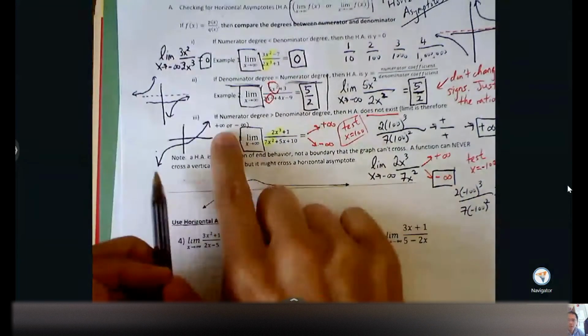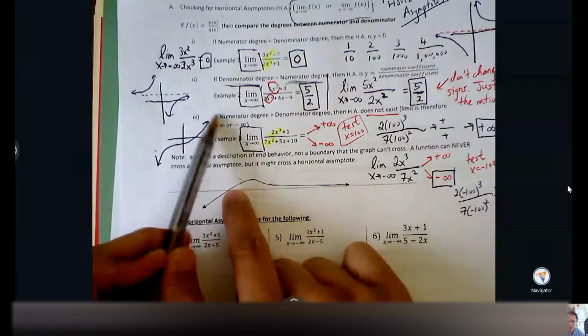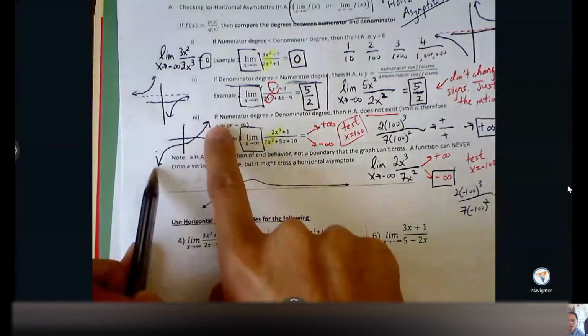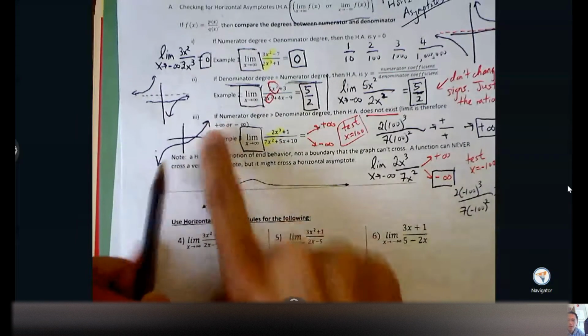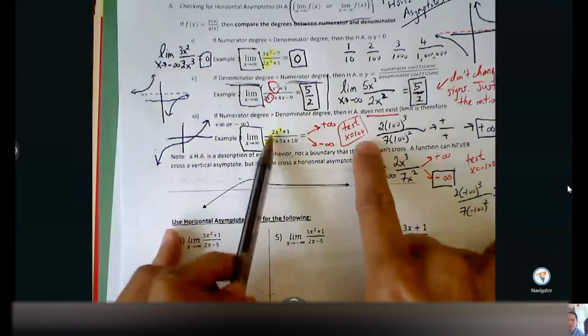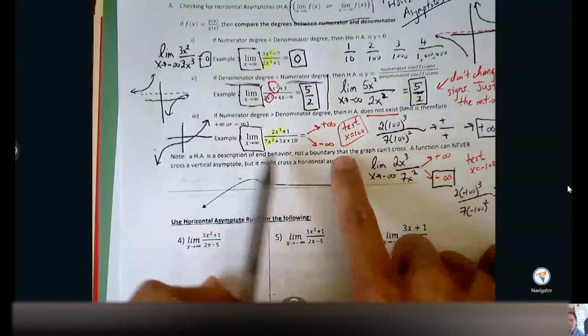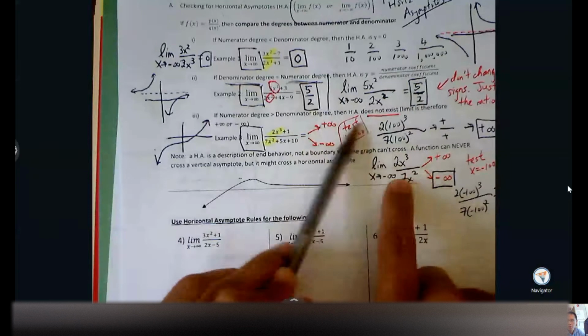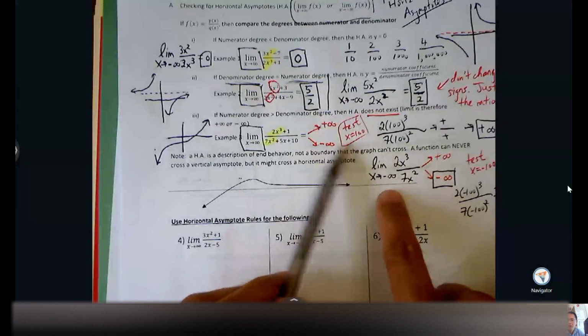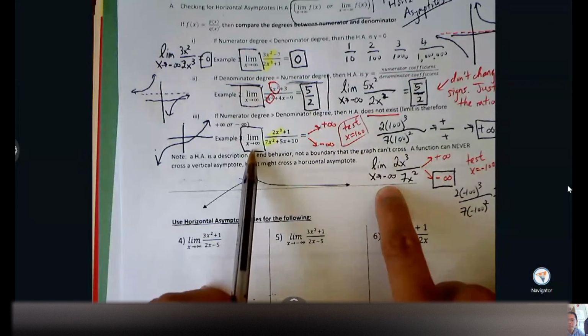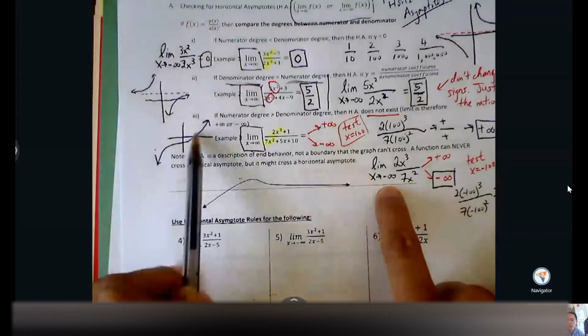Okay, so maybe the graph looks like this, right? And we want to determine which way these arrows are pointing without the use of a graph. So we find the limits. Once we realize that there is no horizontal asymptote, we go about testing a number that's appropriate for our problem so that we can determine between the arrows going up or going down.